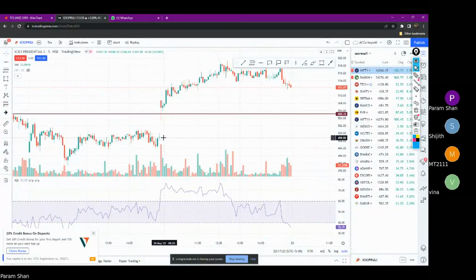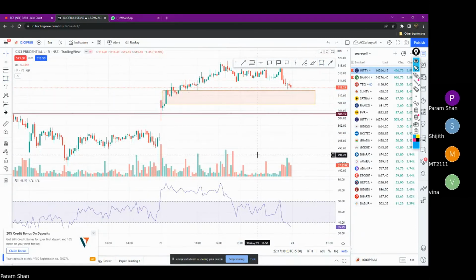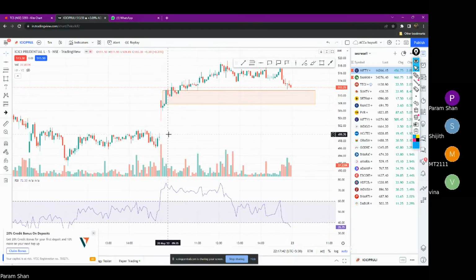I should have taken it, but too many things happened at the same time, because I have to watch three to four stocks simultaneously. So what was my thought process when the first candle formed?